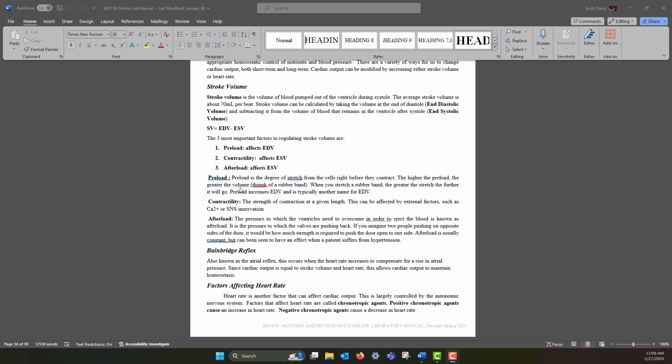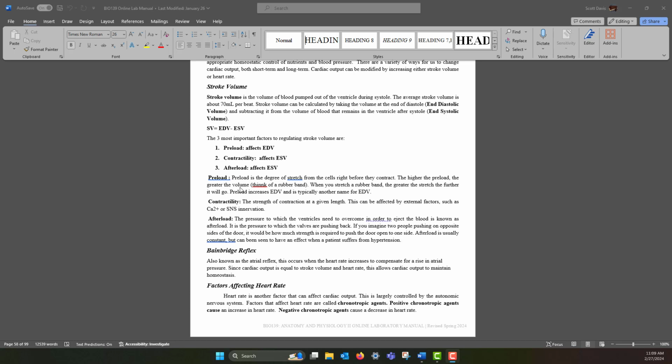So as the ventricle starts to contract, let's think about it in slow motion. As the left ventricle starts to contract, pressure continues to build inside the left ventricle. At some point, the pressure in the left ventricle is going to be higher than the pressure in the aorta. The moment that happens, the aortic semilunar valve will open and blood will be ejected from the left ventricle.